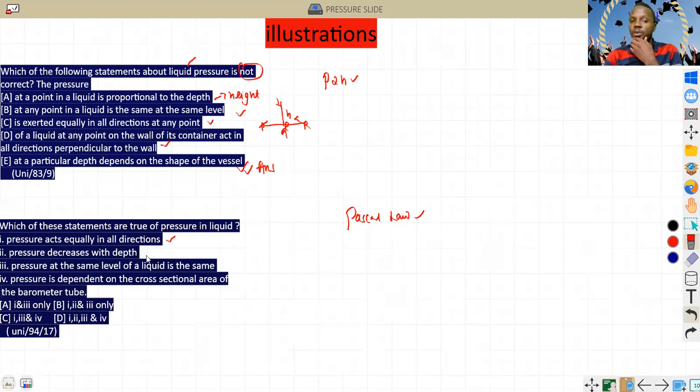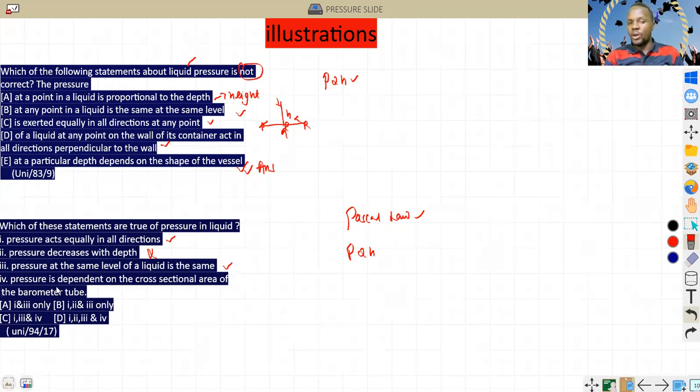Pressure decreases with depth. Is that correct? We say pressure depends on height. So when you say pressure decreases with depth, it's very, very wrong. Pressure increases with depth. As height increases, what happens to pressure? Pressure tends to increase. So this is a wrong statement, because pressure varies directly with that. It does not decrease with depth, but it will increase with it. Depth is height. So pressure at the same level of liquid is the same. We talked about that up here. It's also very, very correct.